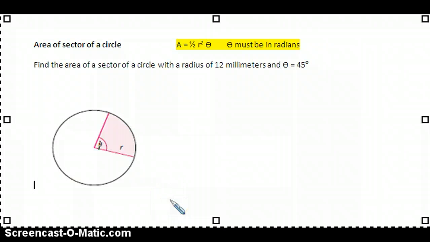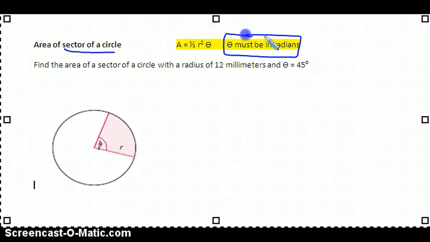Okay, the last topic for this section of notes is finding the area of a sector. That's finding a portion of the area of a circle, so not the entire area, but just a portion of it. Here's the formula: area equals half of the radius squared times theta. Again, theta has to be in radians. If we look at our theta, it's not. So let's change it to radians by multiplying by pi over 180.